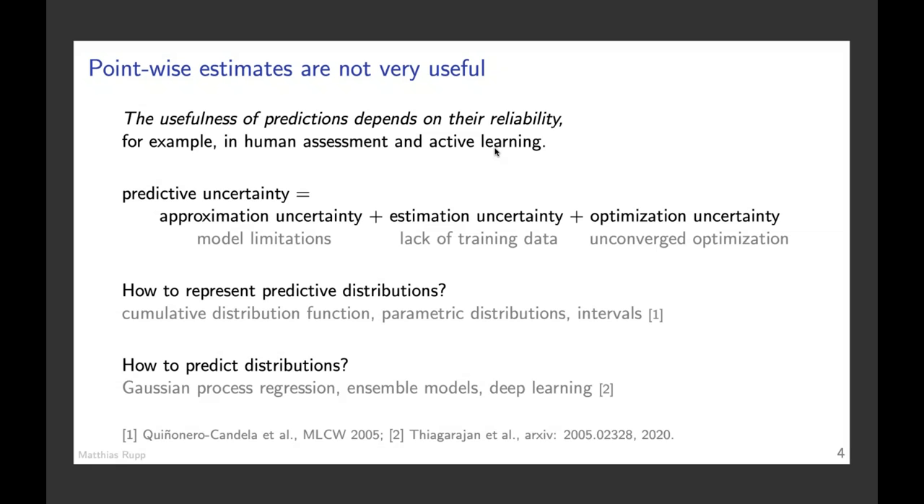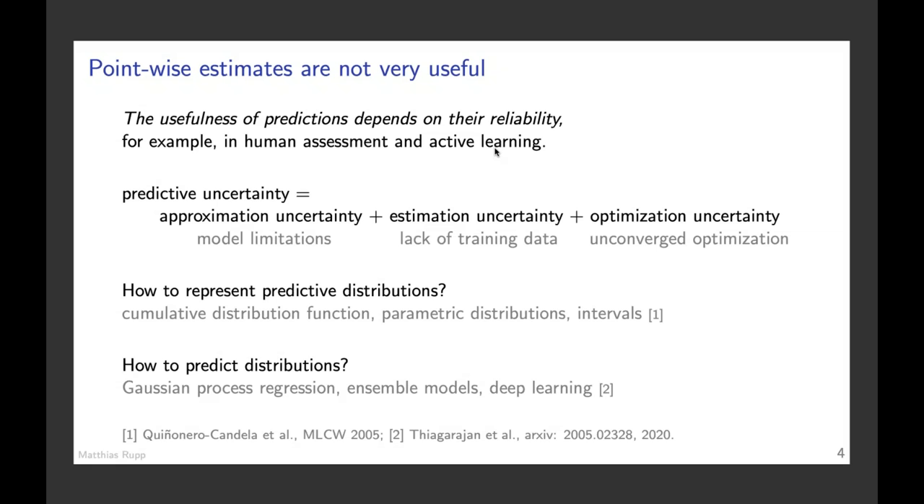The first point I would like to make is that point-wise estimates are not very useful. If you think about it, the usefulness of any prediction depends on its reliability. This is clear in the active learning scenario that Max described, right? The acquisition function requires a predictive uncertainty, a measure of how reliable a prediction is. However, in human assessment, it's also clear. If you are an experimental person and a machine learning practitioner says, my model predicts a 10% improvement in the property you're interested in, with a 5% confidence, that's a completely different statement than if you would say with a 95% confidence. And these statements will lead to different actions. So it's important to know how reliable a prediction is.